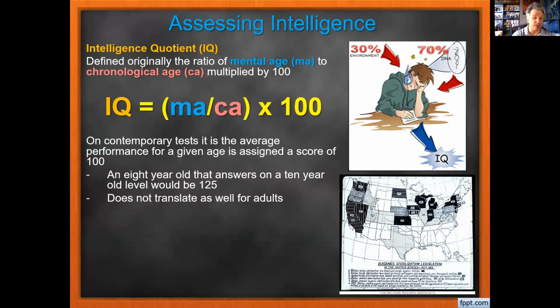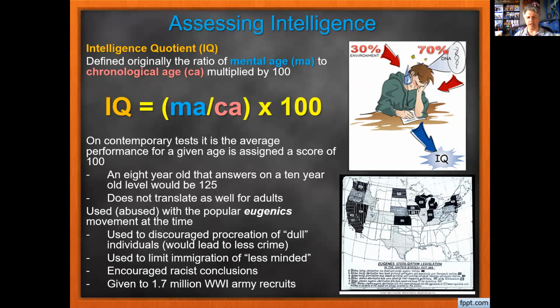So it becomes a little bit difficult, but suffice it to say that your IQ score at the age of 7 should be pretty consistent with what your IQ score is at 17, 27, 37. Because if you're a little bit advanced, odds are you're going to stay advanced. You're a little bit behind, odds are you're going to kind of stay behind.